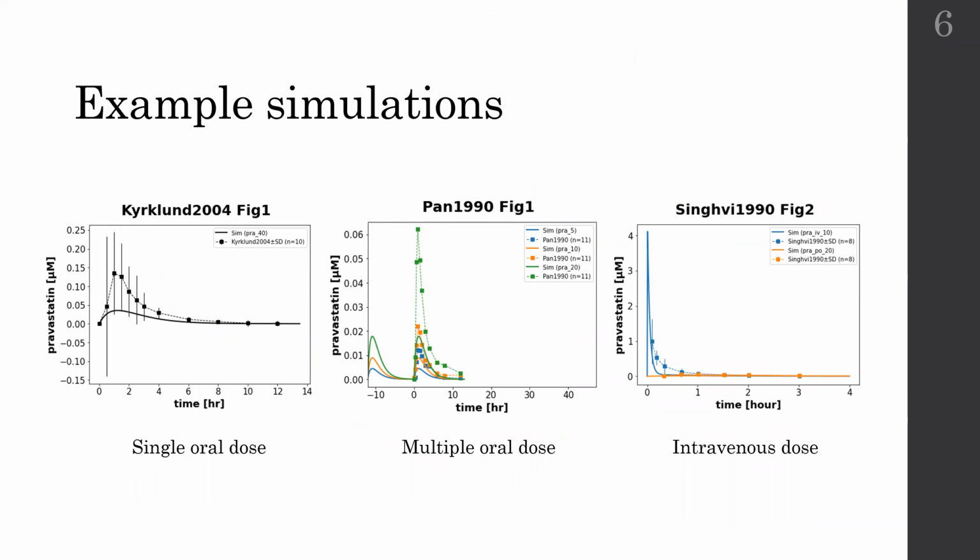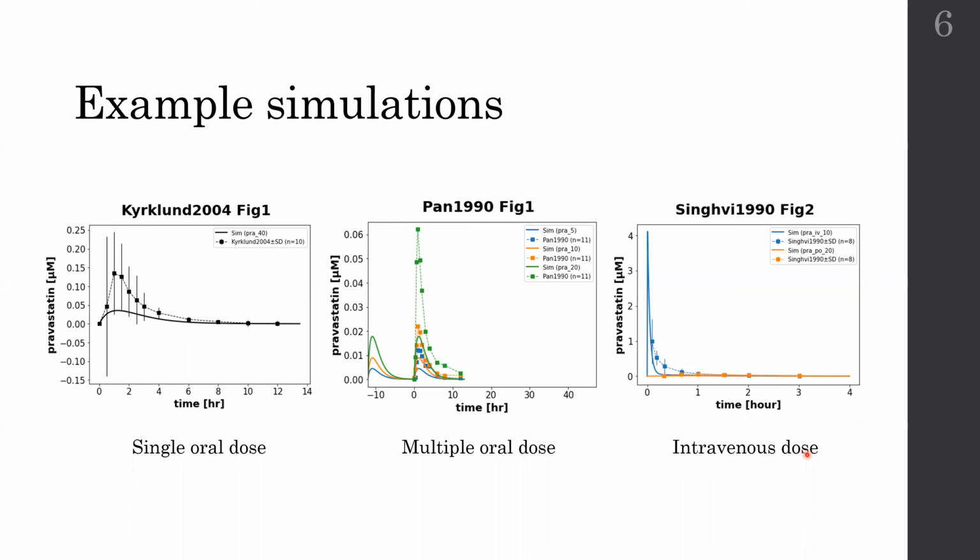Once the model was established, we wanted to evaluate its performance. In order to do so, the model predictions were compared to data from multiple studies under various dosing protocols. What we see here are example simulations for a single oral dose, for a multiple oral dose, and for an intravenous dose of pravastatin administration. The dotted lines represent the curated data from each respective study, and the solid lines are the time course simulations predicted by the PBPK model.